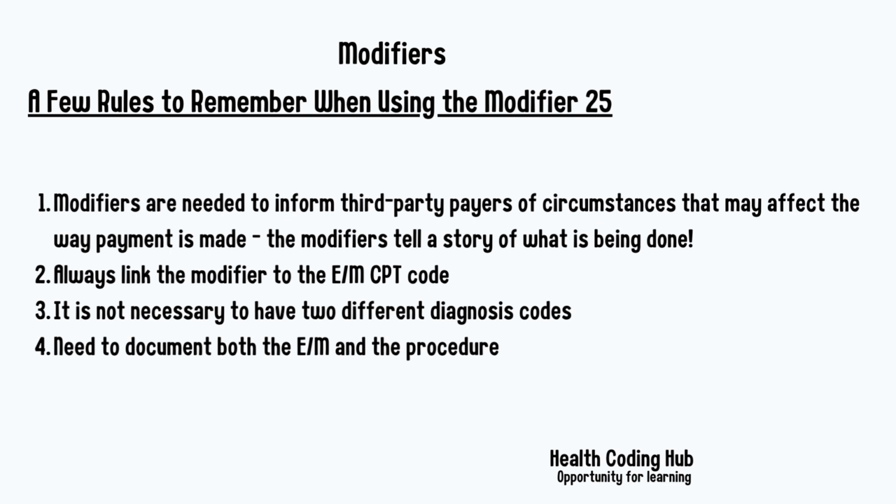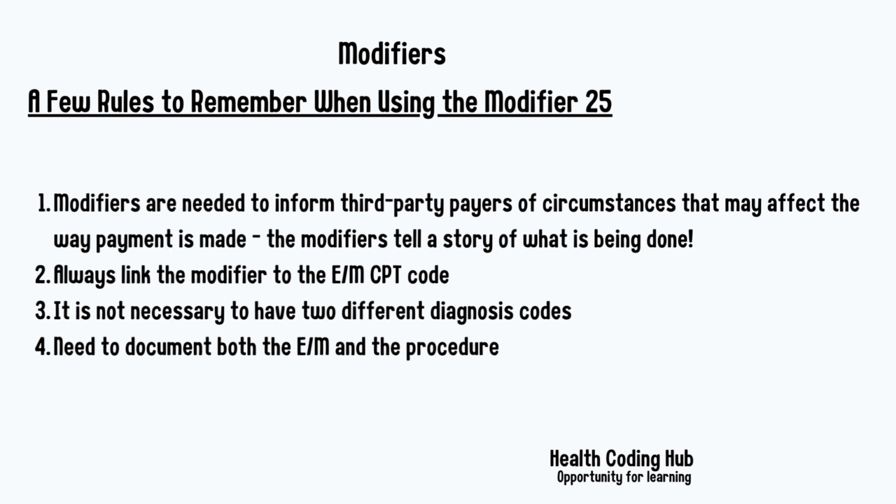To avoid this confusion, we have certain rules that need to be followed while assigning modifier 25. Rule number 1: modifiers are needed to inform third party payers of circumstances that may affect the way payment is made. The modifiers tell a story of what is being done. The first rule is applicable for all modifiers, whether an E&M modifier or a procedure modifier. This rule is applicable for each and every modifier.